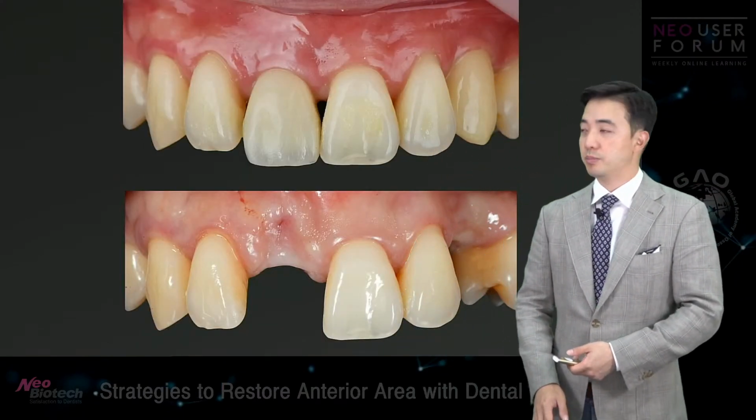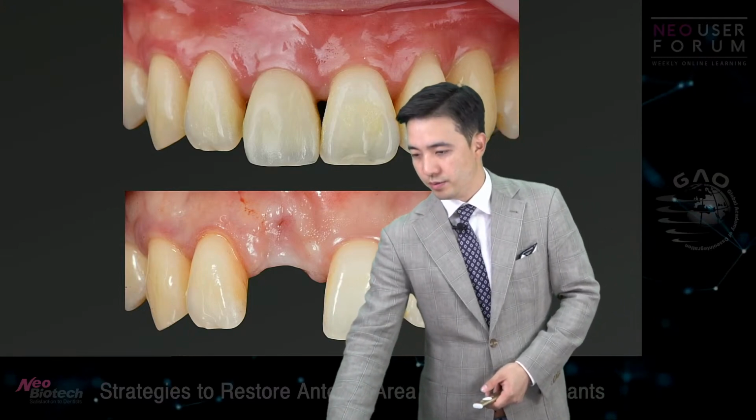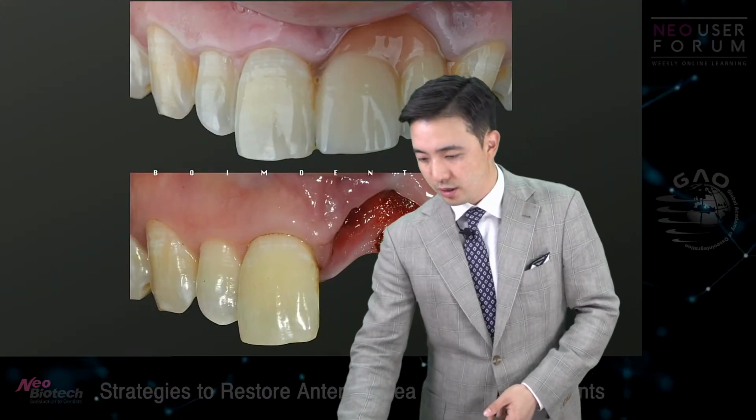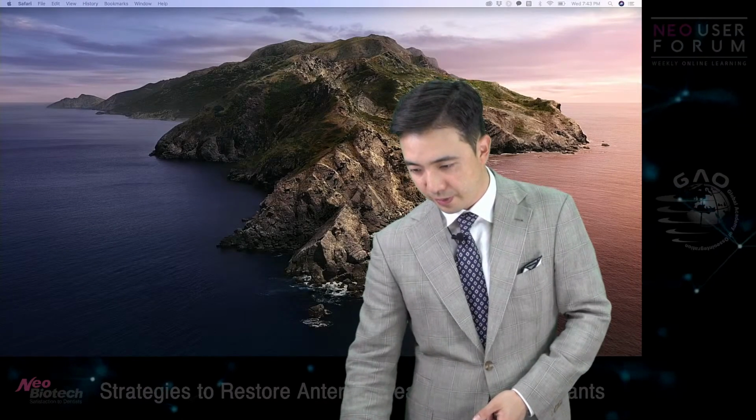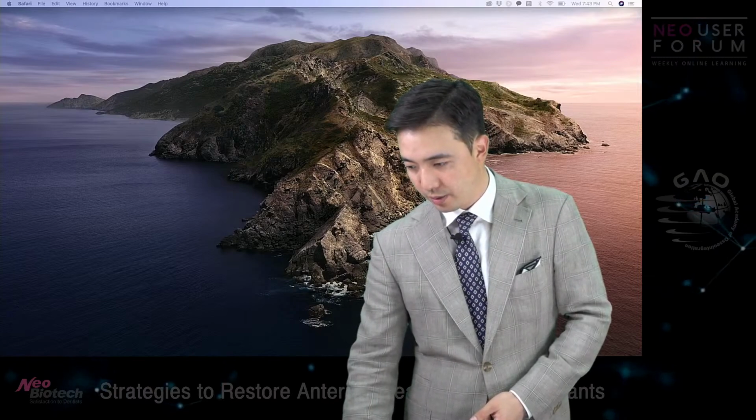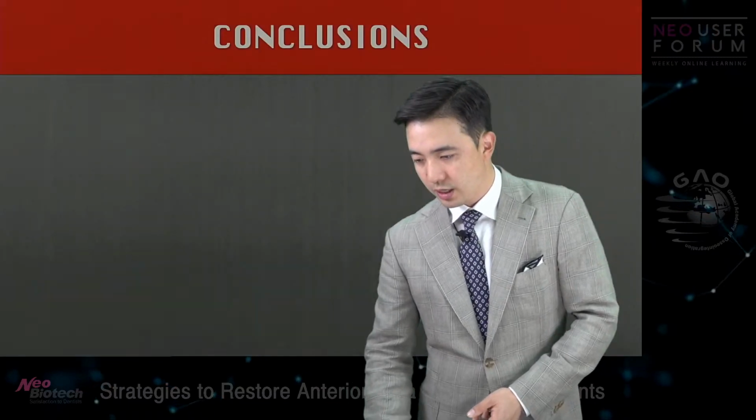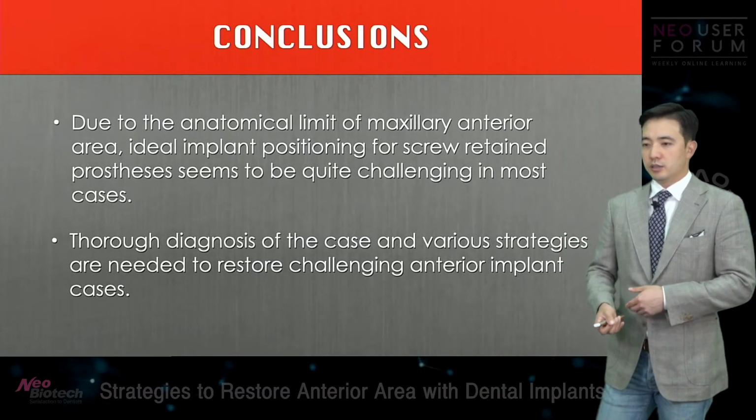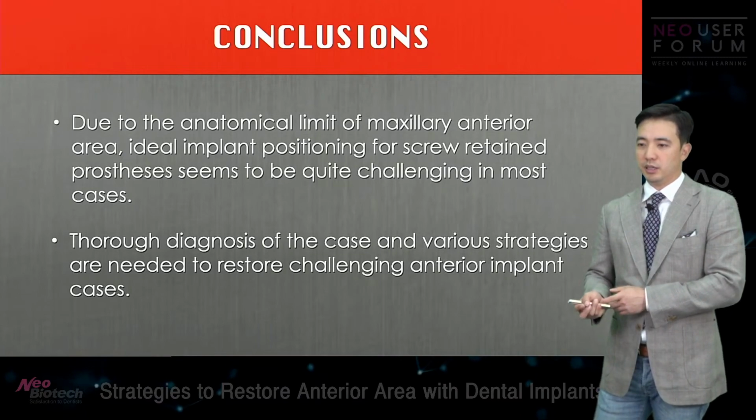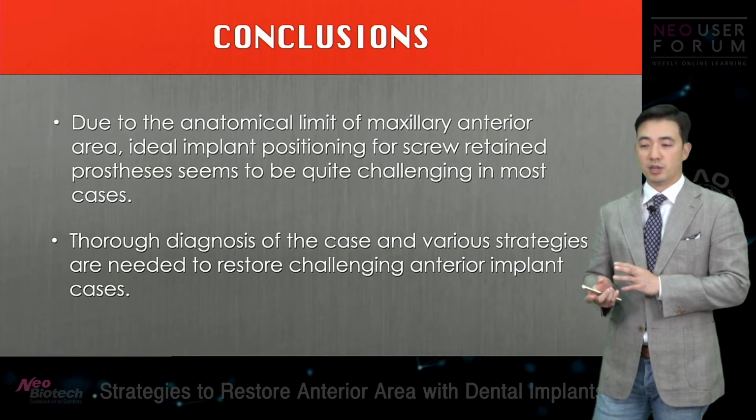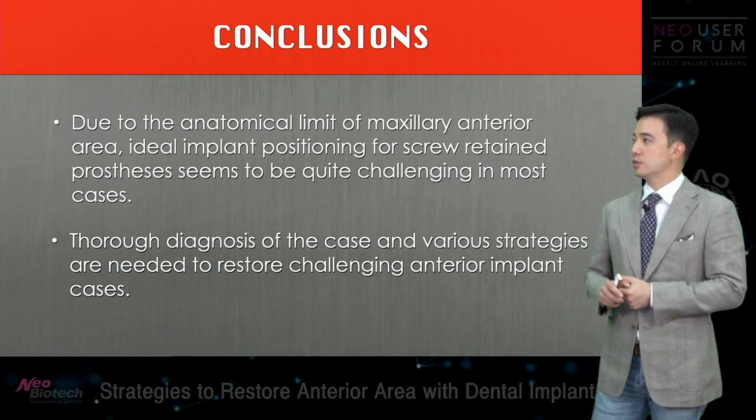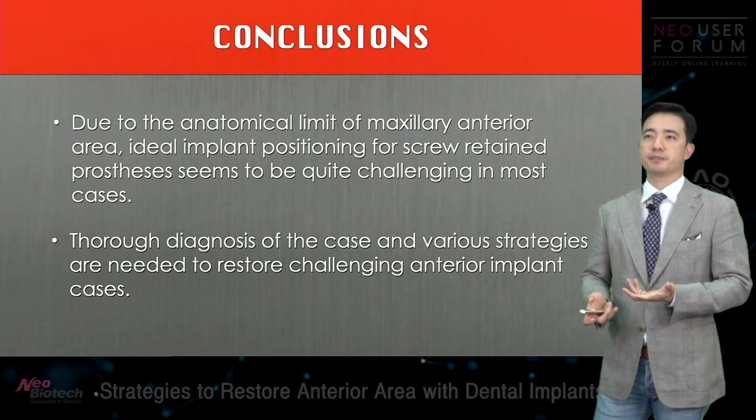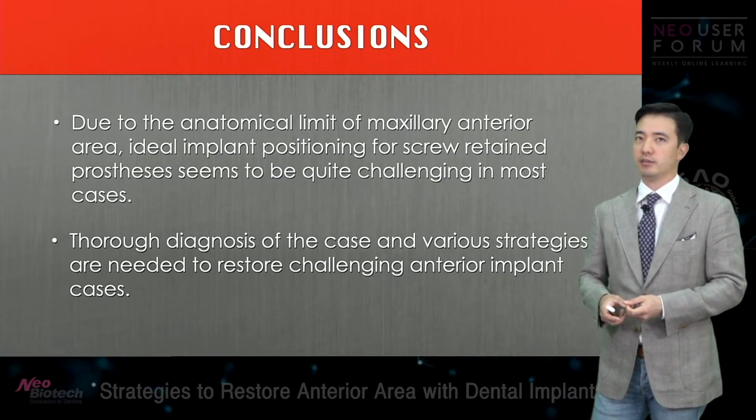All right, so this is the before and after photo. I think I am going to have to wrap up my presentation, so let's jump to the conclusions. I didn't really have time for the last case. Due to the anatomical limits of the maxillary anterior area, ideal implant positioning for a screw-retained prosthesis seems to be quite challenging in most cases. But we still strive to do that, right?